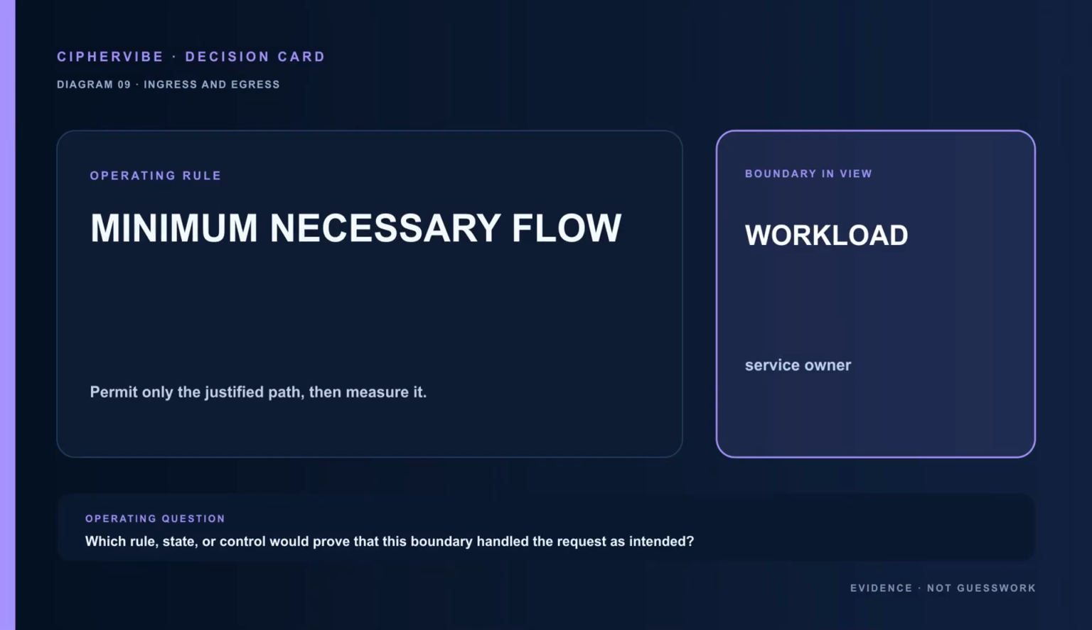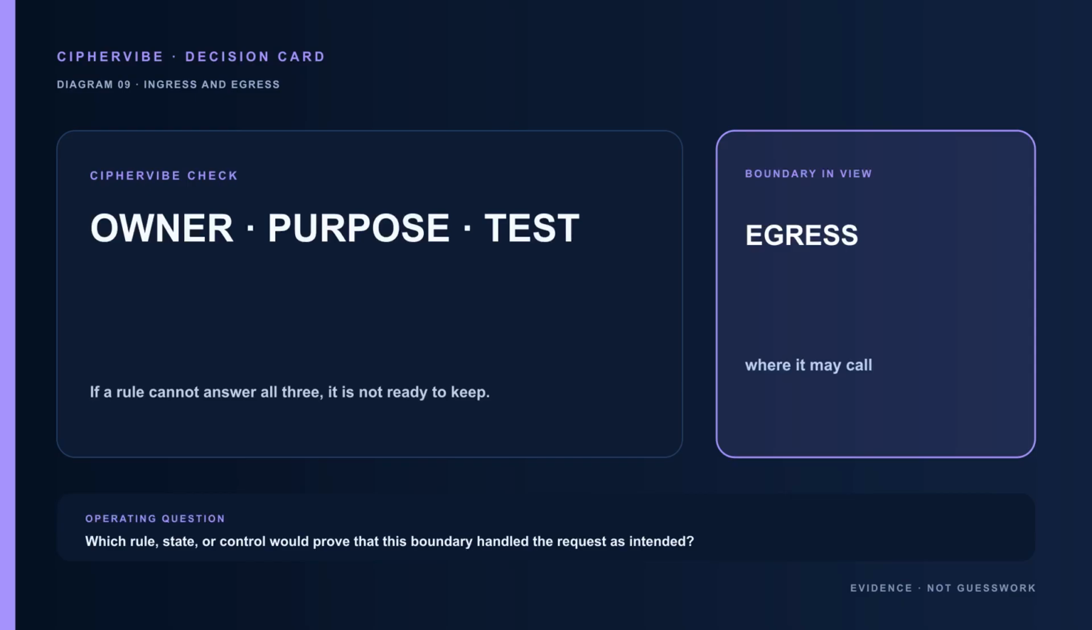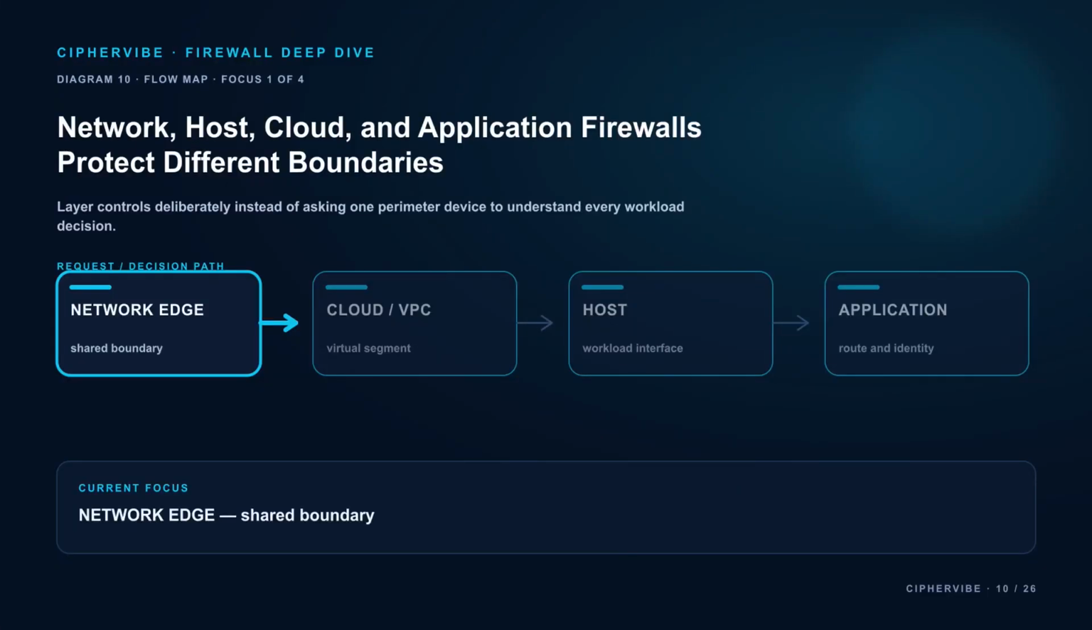For the North Star Commerce simulation in this video, North Star maintains an egress inventory per workload. It lists update channels, DNS resolvers, identity services, payment endpoints, telemetry collectors, and any approved partner path with an owner. Keep that chain visible: intention, enforcement, evidence, and review. CipherVibe uses the chain to turn firewall work into an operable security control. The important shift here is from a product label to a control boundary. We need to know what is being decided, from which evidence, and for whom.